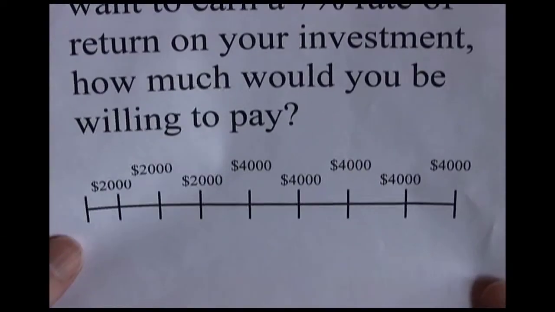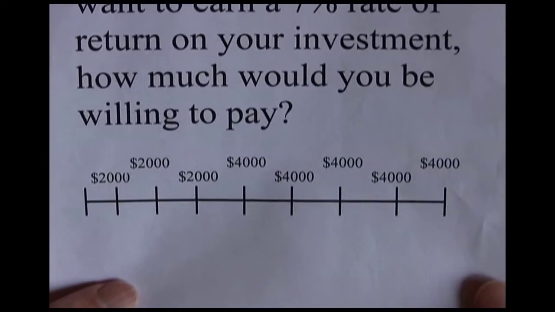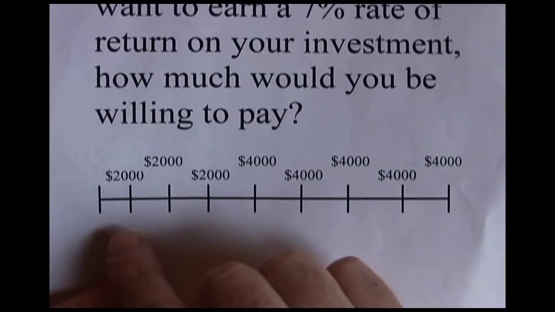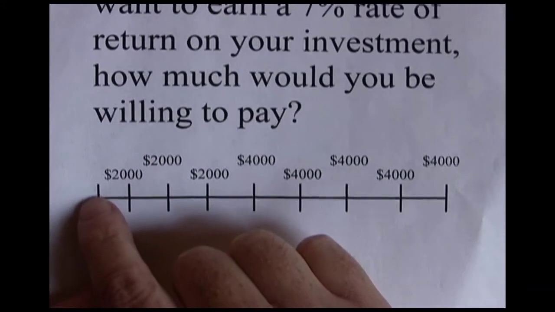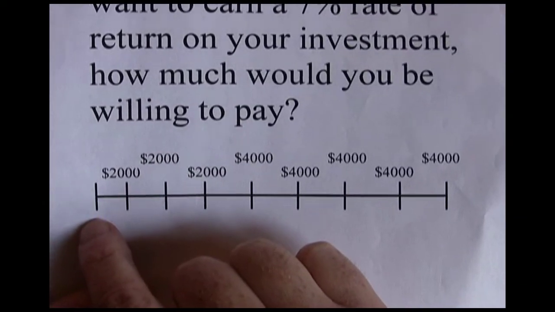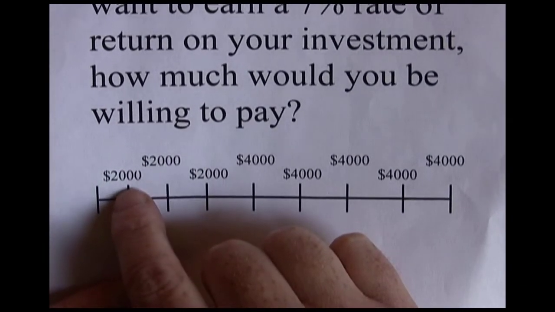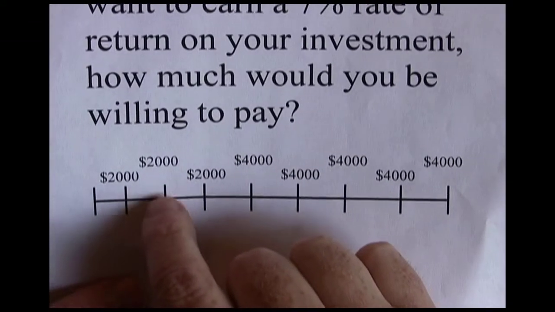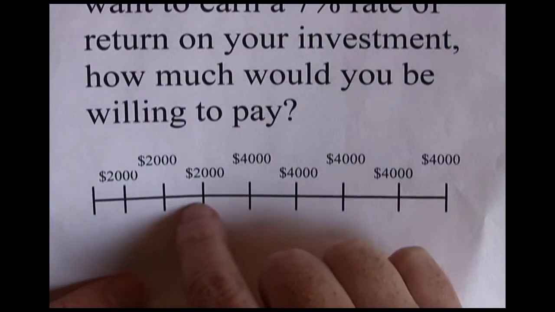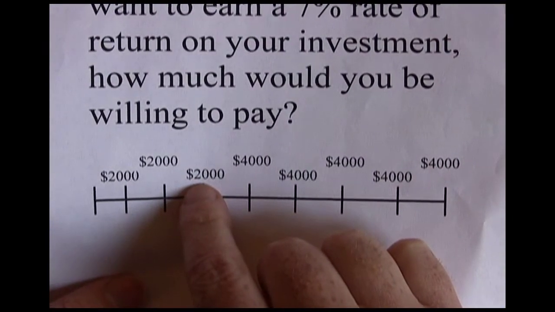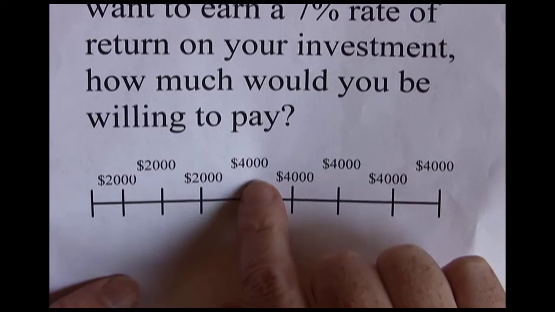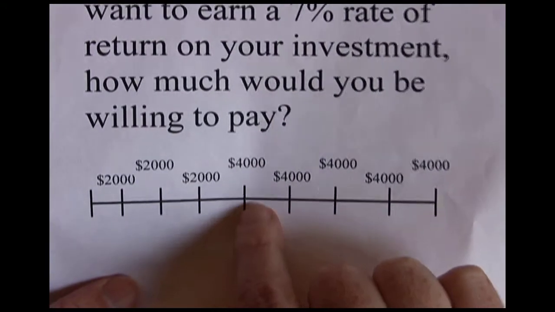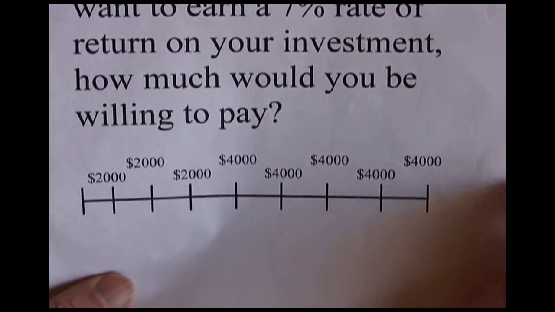Here at the bottom we can see what's called a timeline. A timeline gives us a visual idea of what the cash flow stream looks like, and we can see it starting here in year 0. There's no cash flow. That represents today. 1 year later we're going to get $2,000. 2 years from today we'll get another $2,000. 3 years from today we'll get our third $2,000 payment, and when we get to year 4 the cash flow will jump to $4,000, and we'll receive $4,000 per year in years 4, 5, 6, 7, and 8.